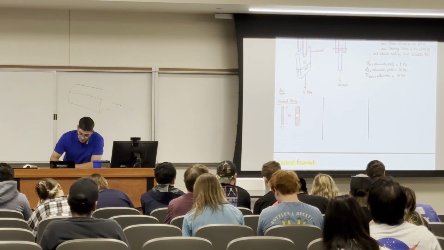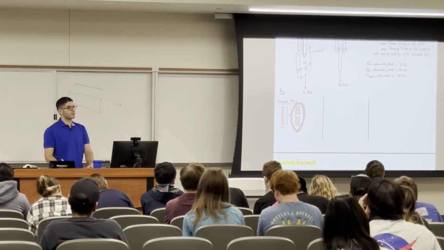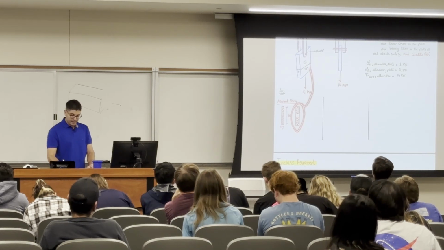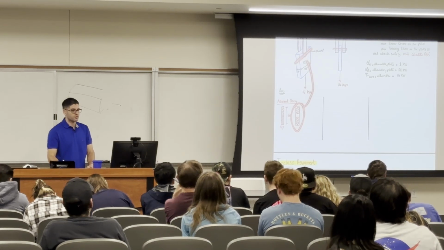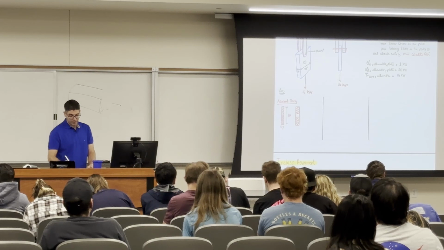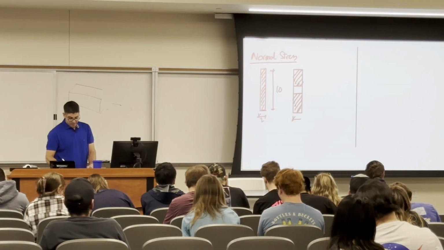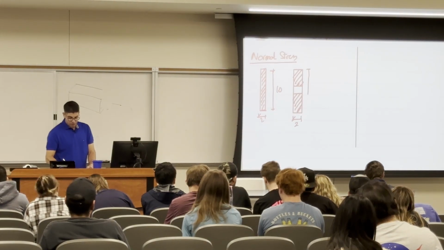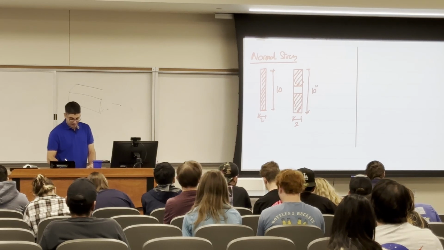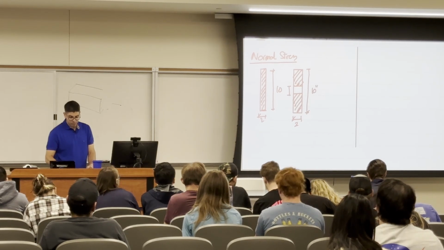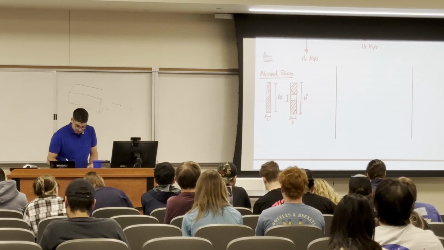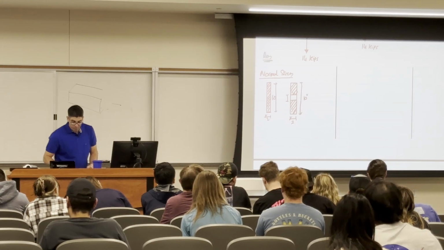Where is this section? At which location? At here, right? At this section. So I have two sections to check. This is 2 inches. The whole thing is 10 inches. And then this is the diameter of the pin, which is 0.9 inches.